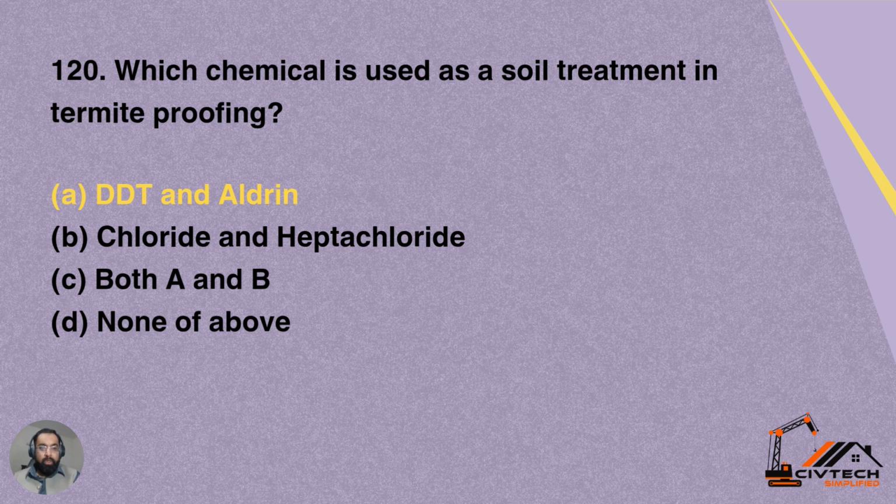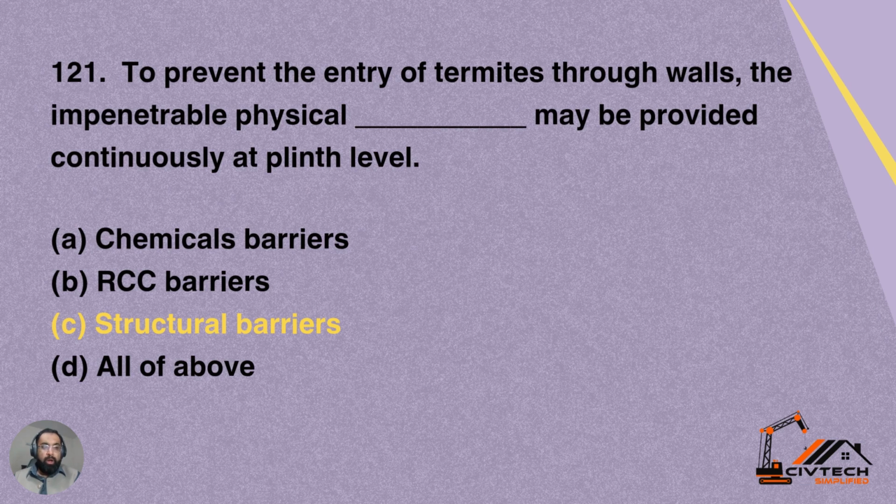120. Which chemical is used as a soil treatment in termite proofing? Option A, DDT and aldrin. Option B, chloride and heptachloride. Option C, both A and B. Option D, none of the above. So option A, DDT and aldrin is the correct option. These chemicals are used as a soil treatment in the termite proofing process.